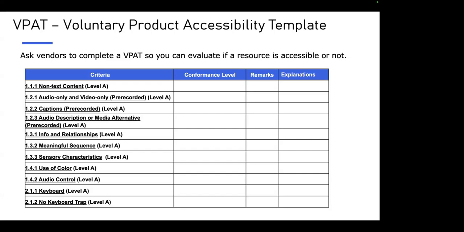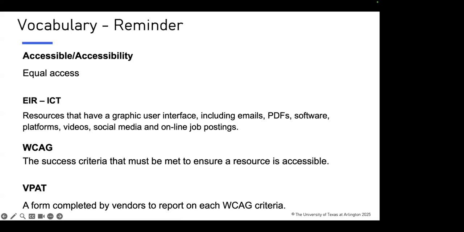Okay, so when we're talking about VPATs, that's a vendor-provided document, or if we are developing an app ourselves, we have to complete it. And WCAG are the criteria that are listed on the VPAT. And so what it means to be accessible is equal access. We are not putting barriers in people's way. EIR or ICT, those are the 5 buckets. WCAG are the success criteria. VPATs is just a template where vendors report to us if those resources are accessible or not.